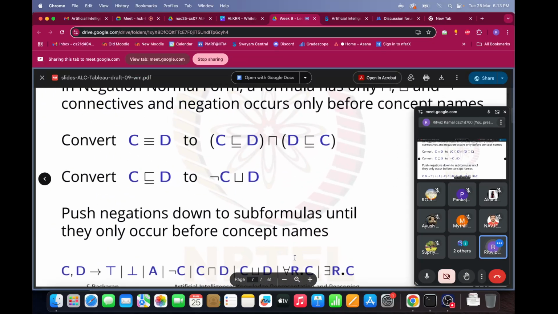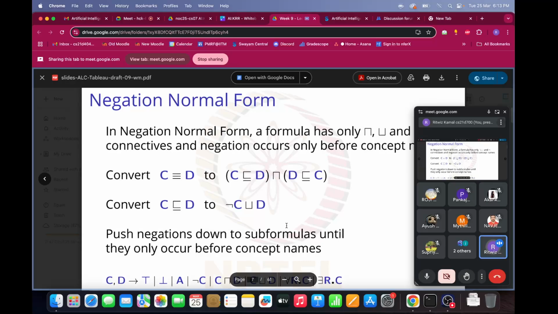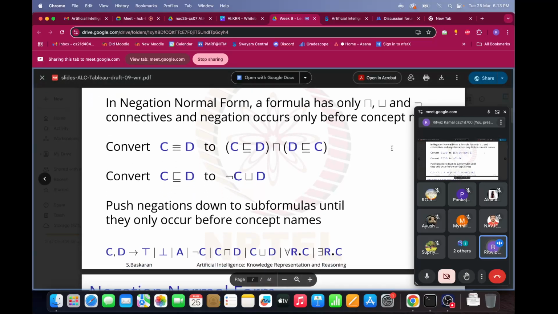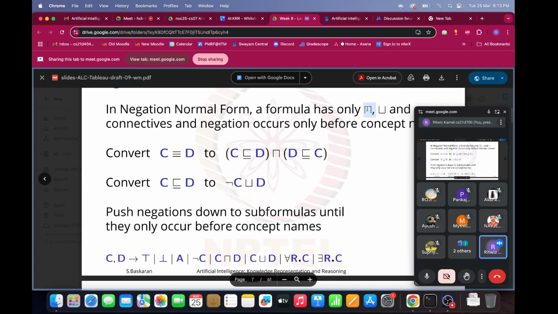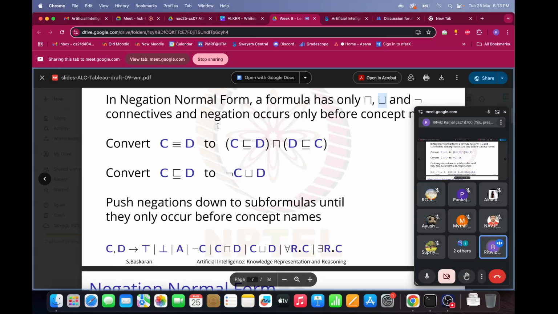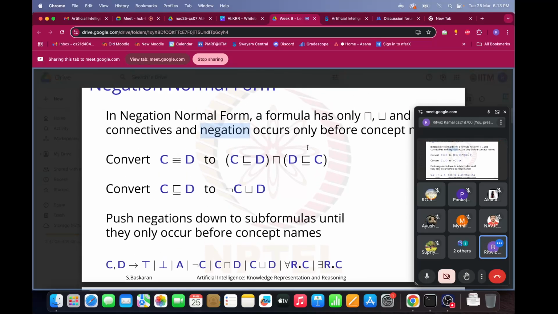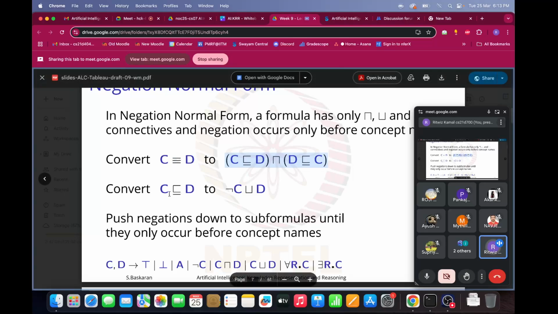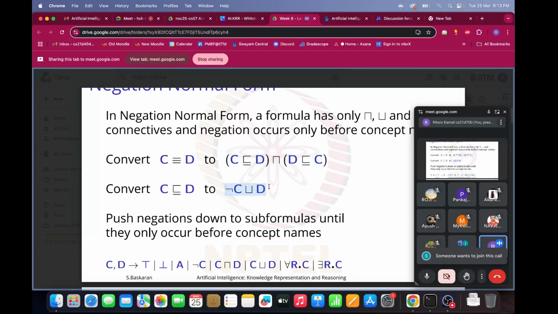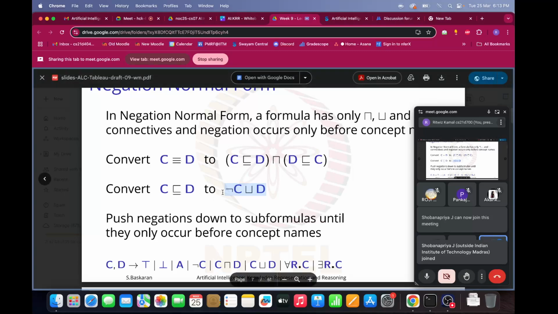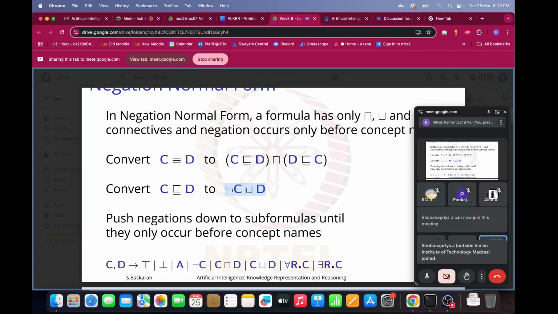So NNF is basically negation normal form. Okay, and in the negation normal form, a formula has to have only this and or negation. Only these connectives are possible, and a negation occurs only before concept names, not before role names, right? So whenever we are given a formula and we have to convert it to a negation normal form, we should convert equivalence to this simplification, and then we should convert all subsumptions to this thing. This is like an implication, sort of, you can think of it in that way, not C or D.